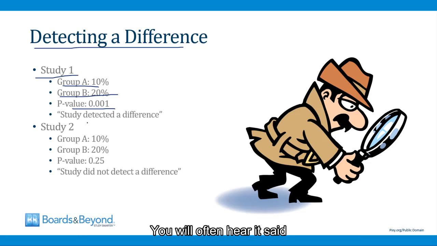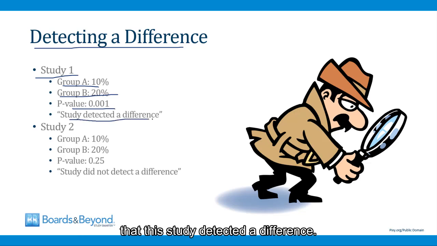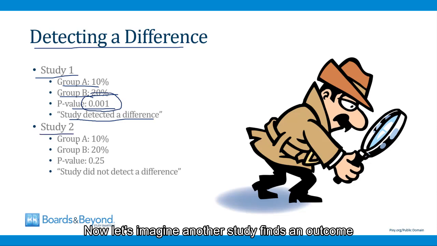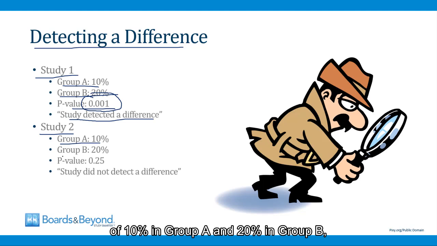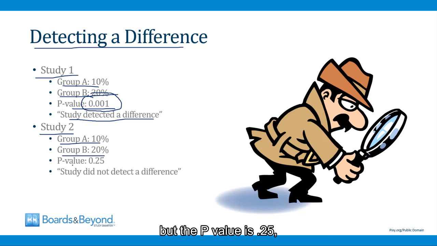You will often hear it said that this study detected a difference, and what they mean is that the difference between the two groups was found to be statistically significant with a p-value less than 0.05. Now let's imagine another study finds an outcome of 10% in group A and 20% in group B, but the p-value is 0.25, which is not statistically significant because it's greater than 0.05.